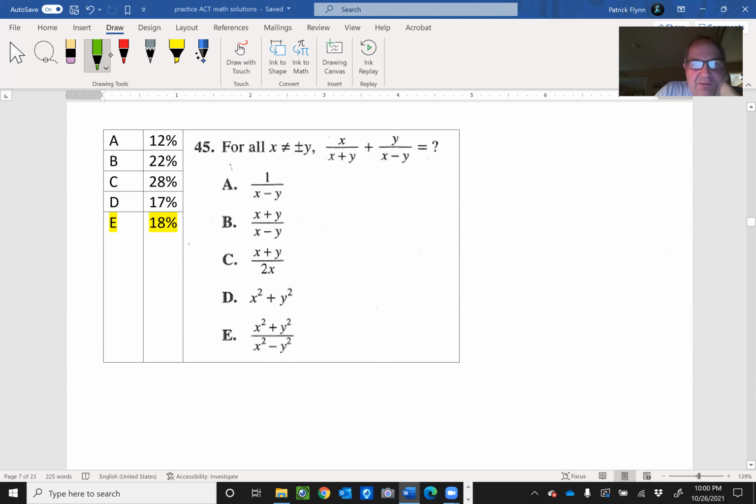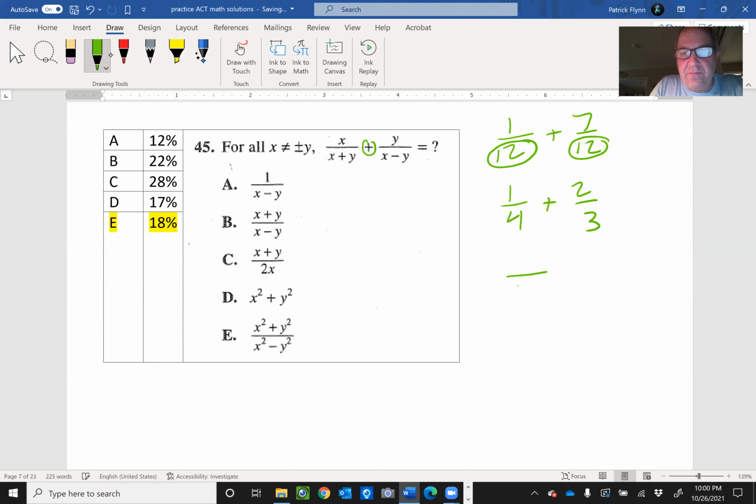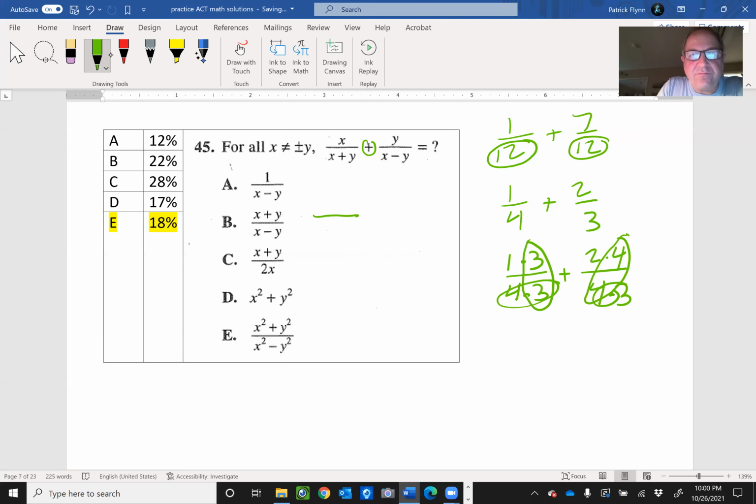Okay, 45 was a big algebra problem. Now, whenever we're adding fractions, the denominators need to be the same, like 1/12 plus 7/12, right? The denominators need to be the same. And if they're not the same, like let's say we have 1/4 plus 2/3, well, we got to find a common denominator, which in this case would be 12, right? And so what we do is we multiply the first fraction by one number, multiply the second part by another number to get the denominators both to be the same. In this case, we want to have the denominator to be x plus y times x minus y.